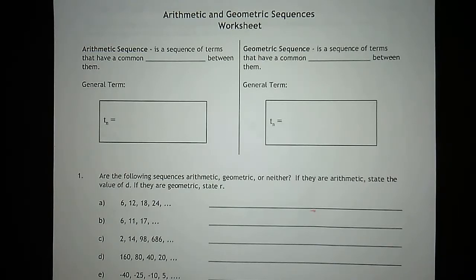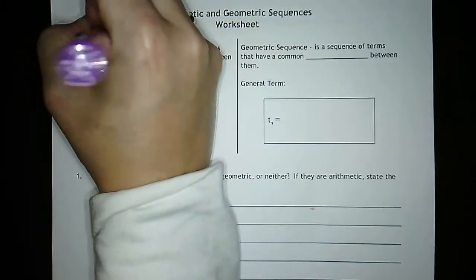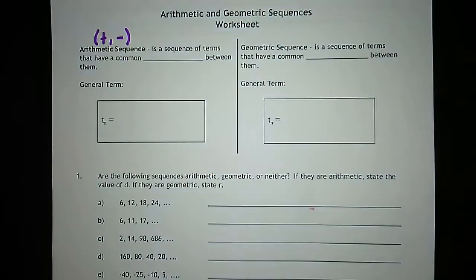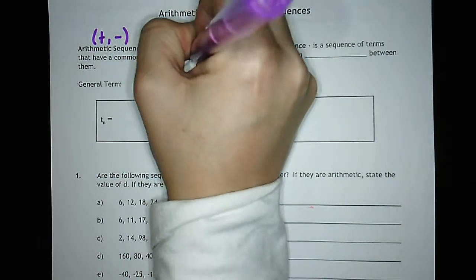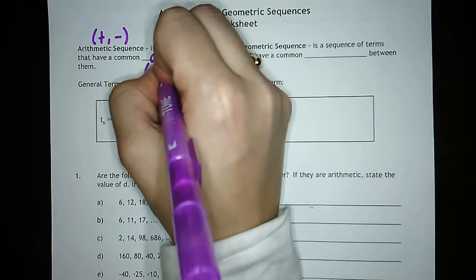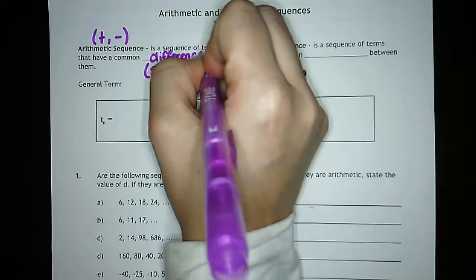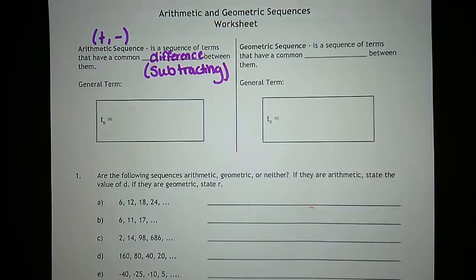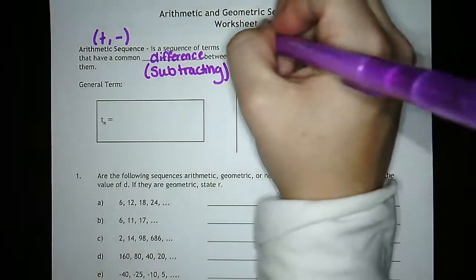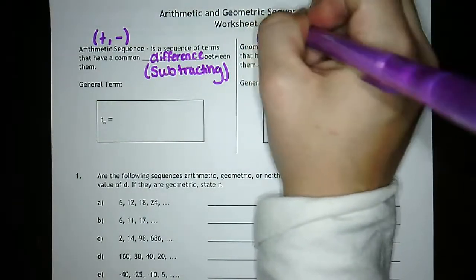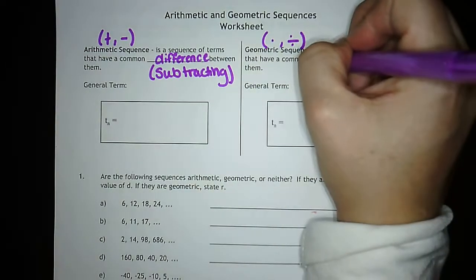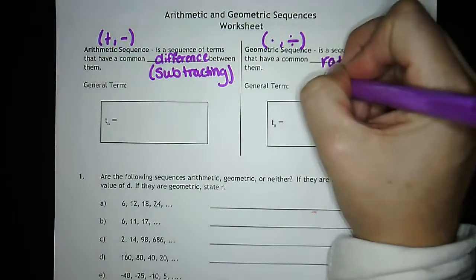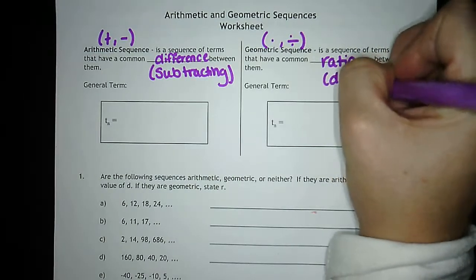Arithmetic, this is going to be adding and subtracting. And it's a sequence of terms that have a common difference, because you're going to do some subtracting. While geometric sequences is multiplying and dividing, a sequence of terms that have a common ratio, meaning we are going to divide. And I'll show you what that means when we get down here.